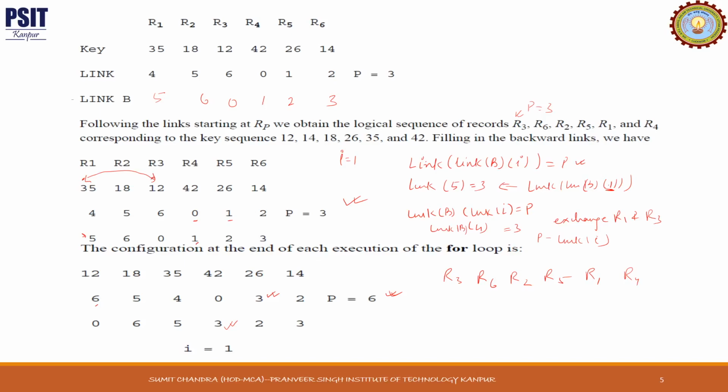So R1 with R3 was exchanged, because I is equal to 1 and P is equal to 3. So this will become R1 after exchange, R6, R2, R5, and this R1 was exchanged with R3, and R4. Now since this is sorted, the remaining list on which we have to work is this one. So in the next iteration we'll work on this list in the same manner.